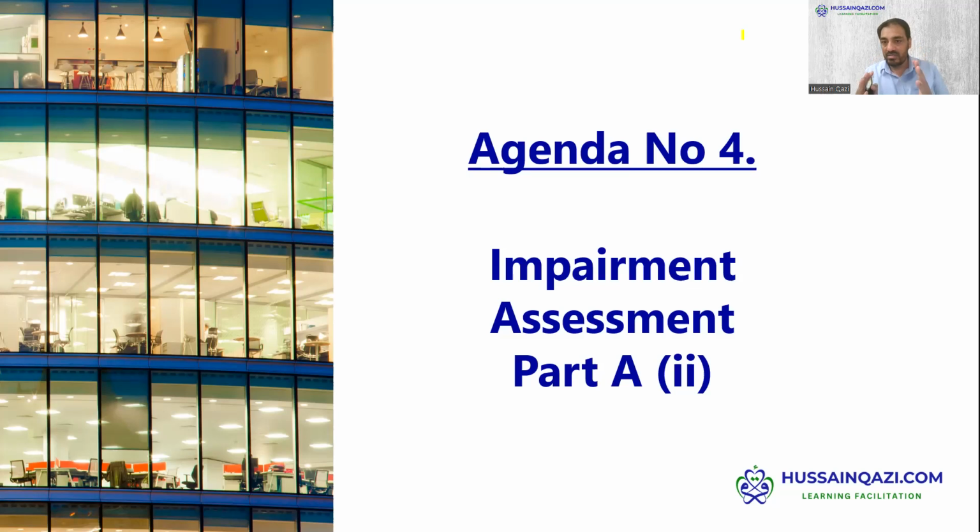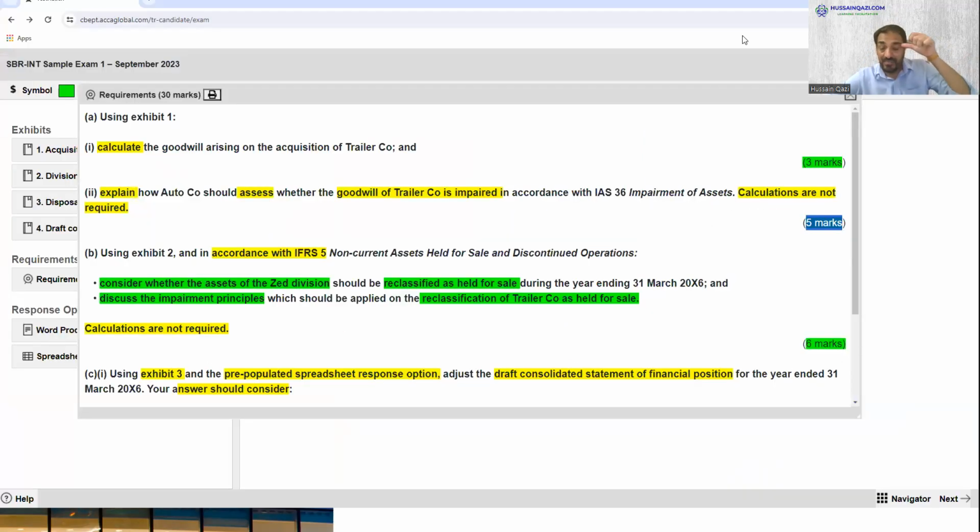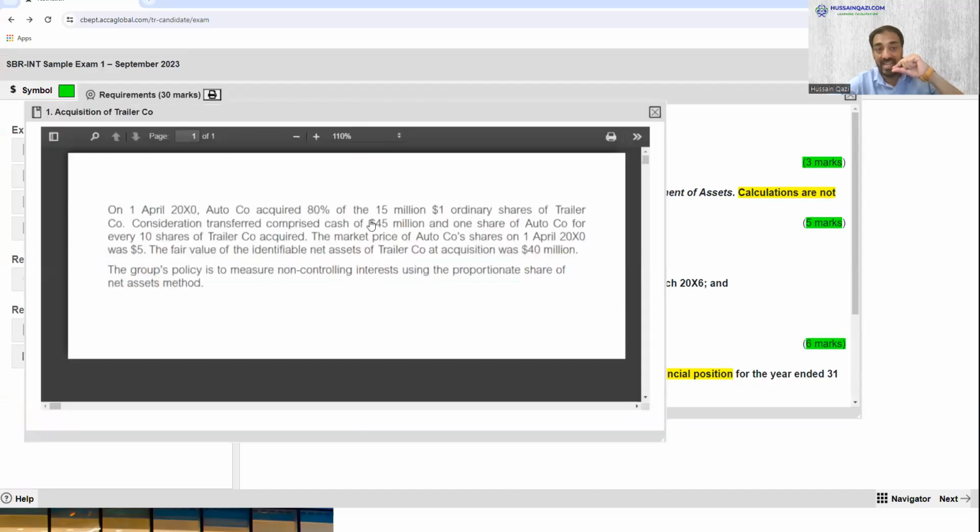Agenda number 4, Part A2, Impairment Assessment. So, let's start with the reading of the requirement. Using Exhibit 1, explain how Auto Company, meaning the parent, should assess, the verb is assess, whether the goodwill of the subsidiary, that's Trailer, is impaired according to IAS 36 Impairment of Assets. Calculations are not required. And same Exhibit 1.